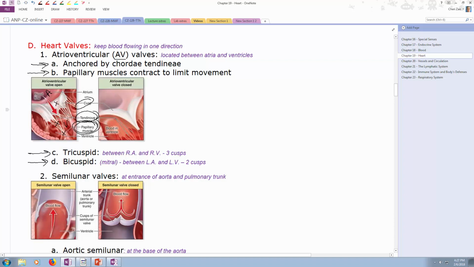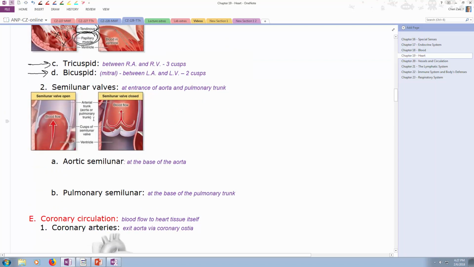So let's take a look now at the construction of the valves at the base of the aorta and the base of the pulmonary trunk. They're called semilunar valves because they look like half moons to people when they first discovered them. So our notes say at the entrance of the aorta and the pulmonary trunk. Well, this means the inside, correct? Because they're not on the outside of the heart. We're dealing with blood flow inside the heart.